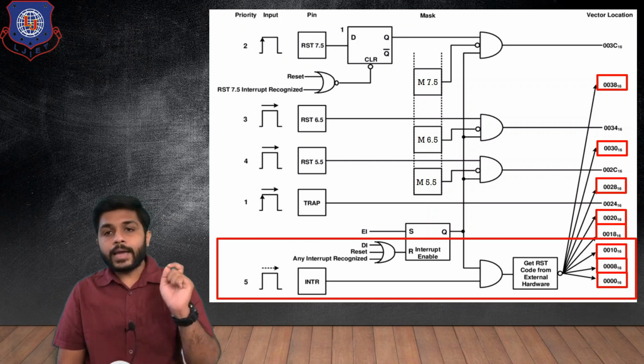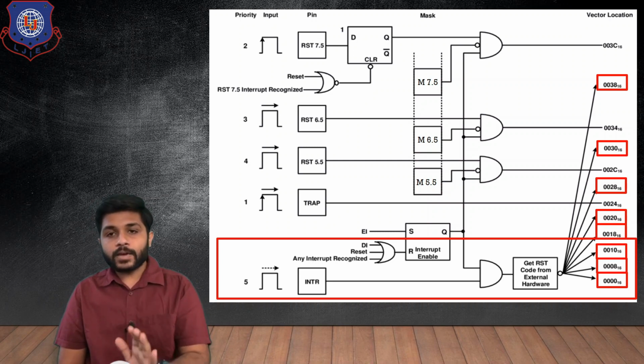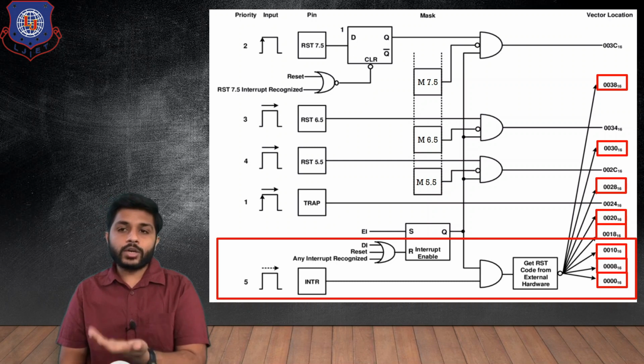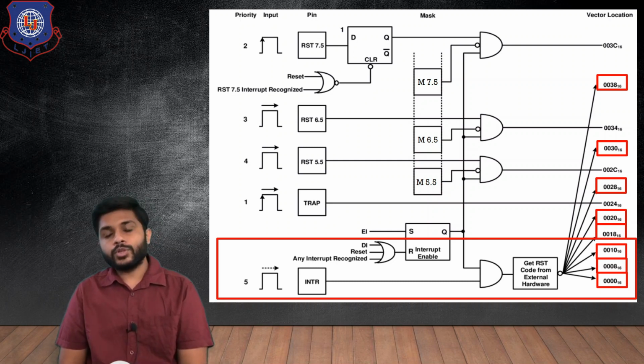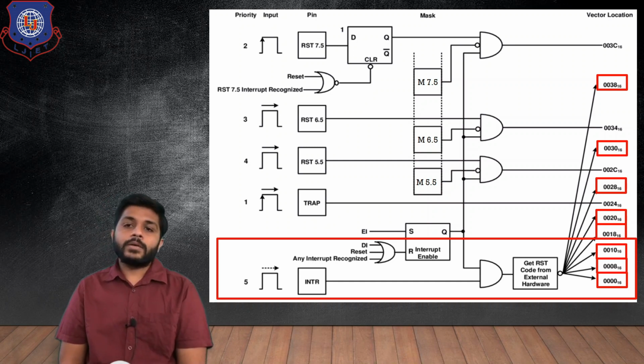So when any interrupt is received at the INTR pin, the processor will stop its current execution and will jump to the vector location which is set by the user. And this is how the block diagram of the interrupt is done.